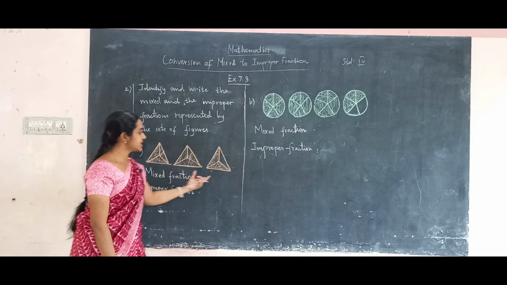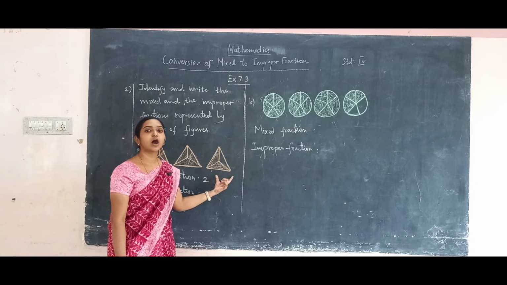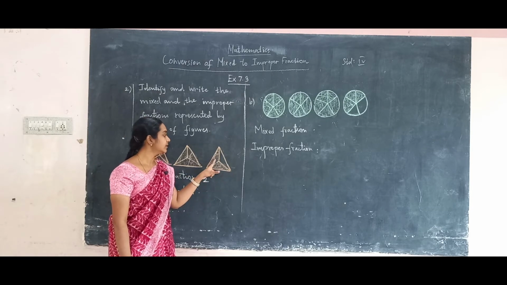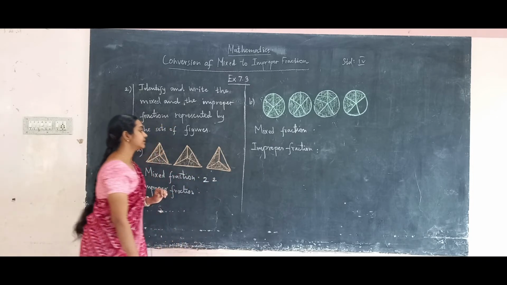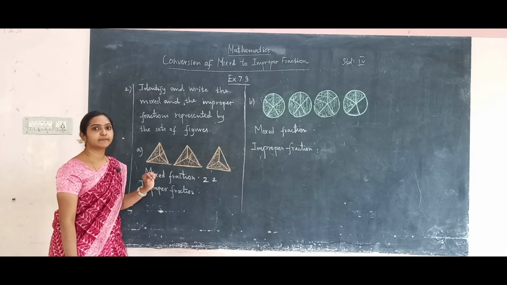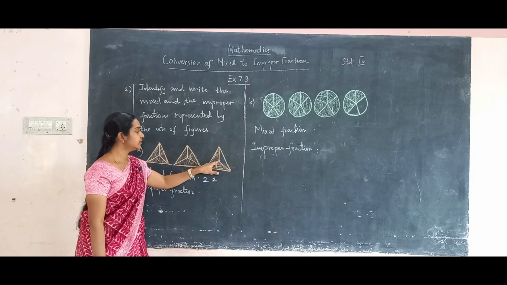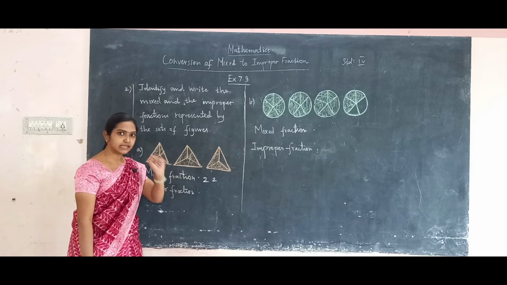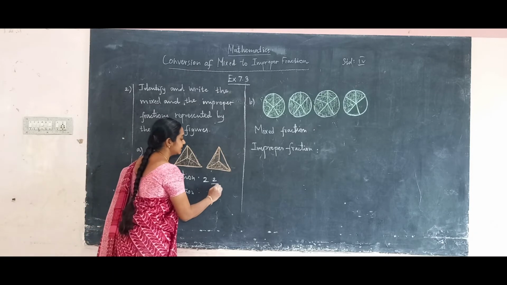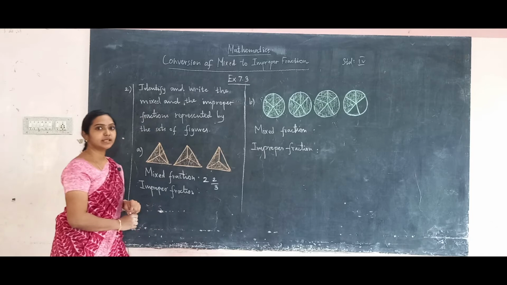Next, you take this part and count how many parts are shaded. Here 2 parts are shaded. So write 2 in the numerator, and then the total number of parts in a whole. 1, 2, 3. 3 total parts are there in a whole. So write 3 in the denominator.